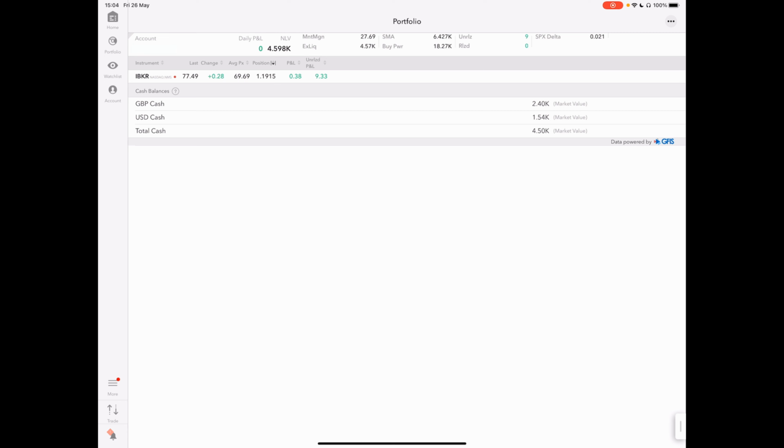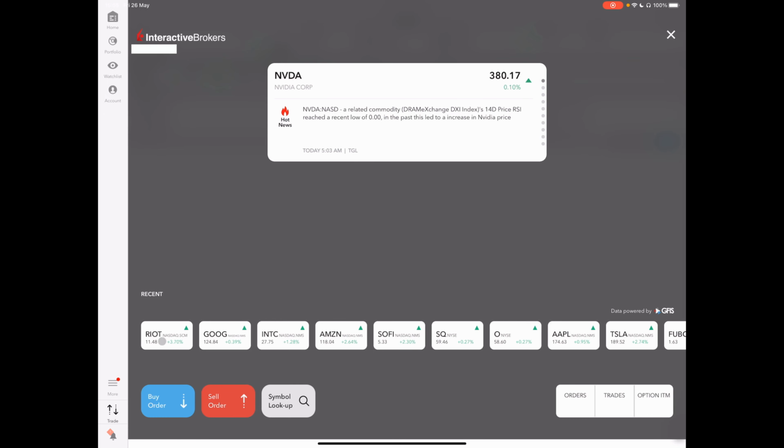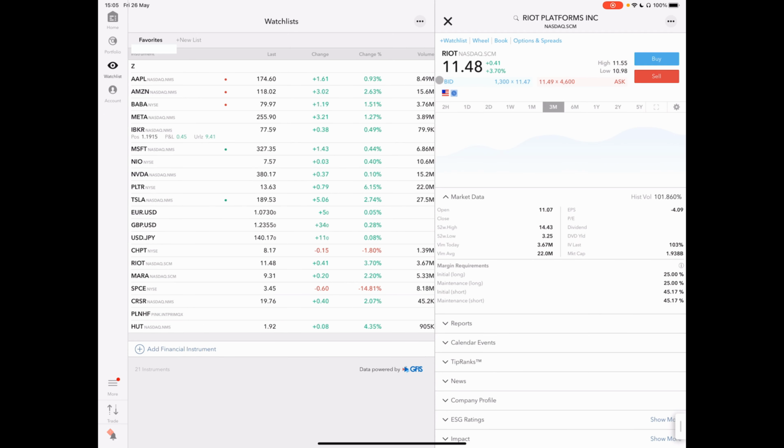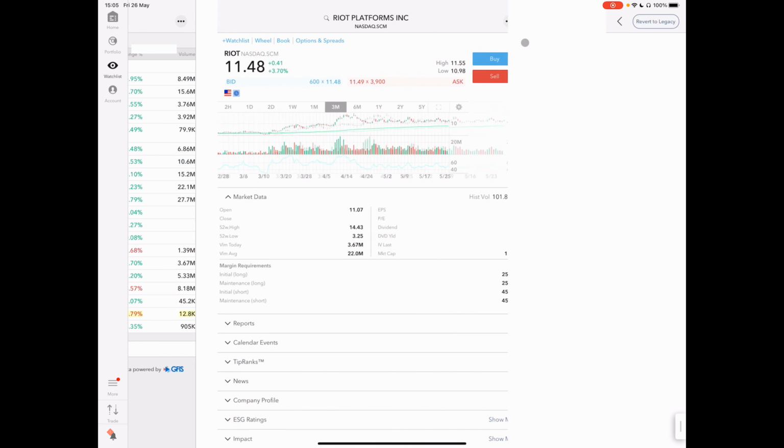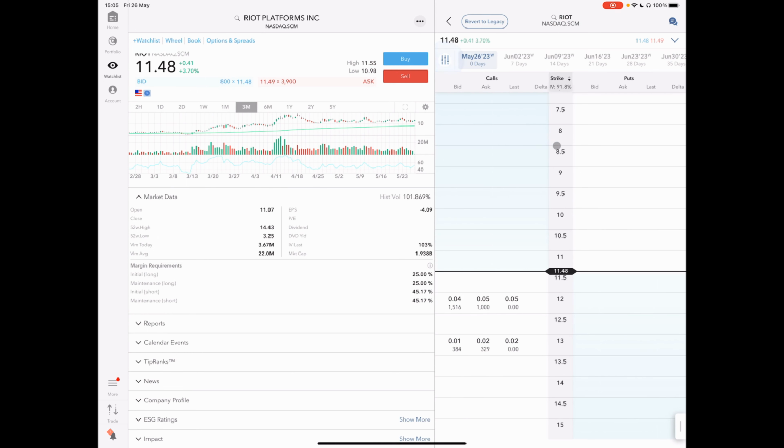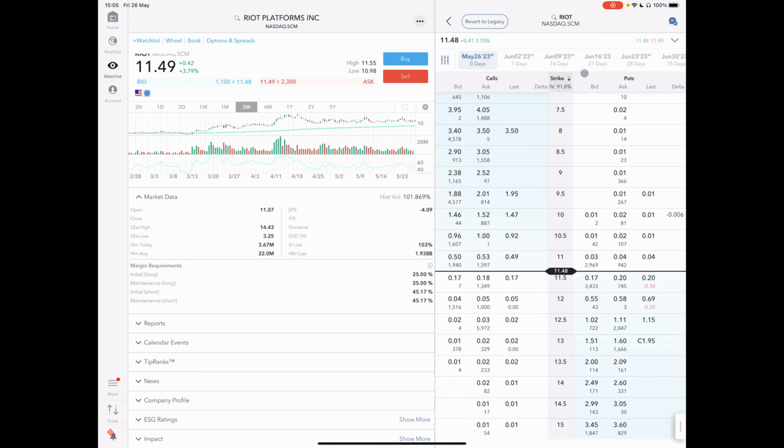We're going to talk about different things in this challenge around IV rank and all of these different things. But for now, I just want to get a trade on the board and show you guys how I do it and what I do. So if we go to trade, and then we go to Riot, you can see Riot is currently trading for $11.48, up 3.7% on the day. And we're going to go to options and spreads, and that brings up the option builder.